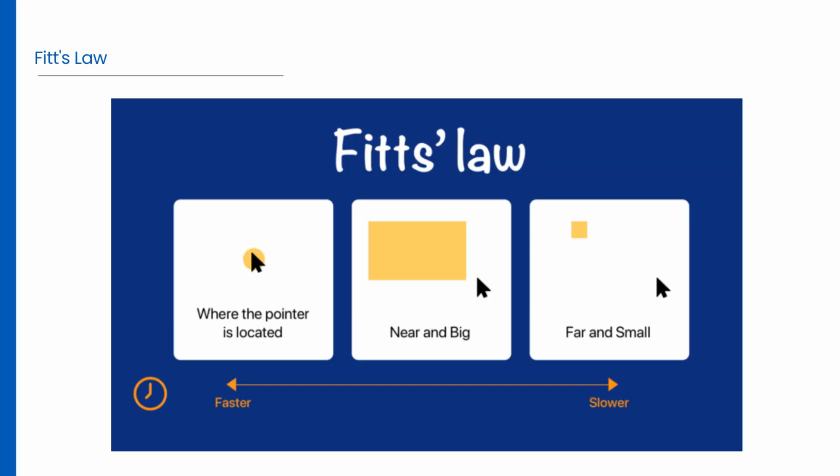Next, we will discuss Fitts' Law, which states that the time required to interact with a target depends on its size and distance. Smaller or hard-to-reach targets take longer to interact with and increase the chances of user error. In UX design, important actions should be large, clearly visible, and easy to access for faster interaction. There are a few examples that will help us understand better.